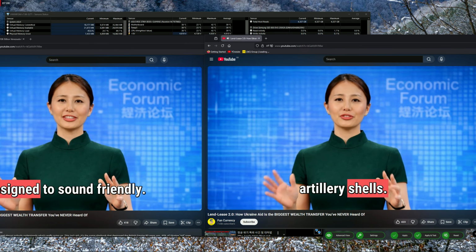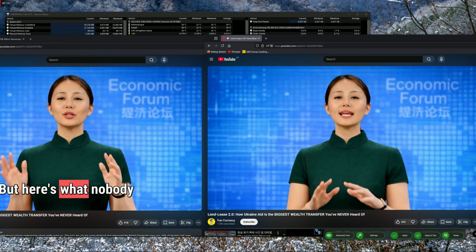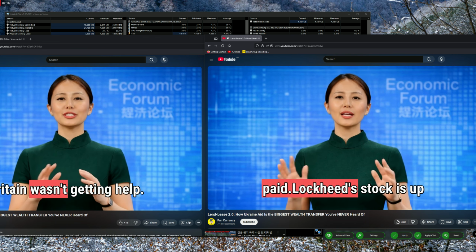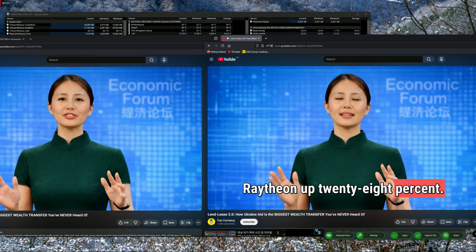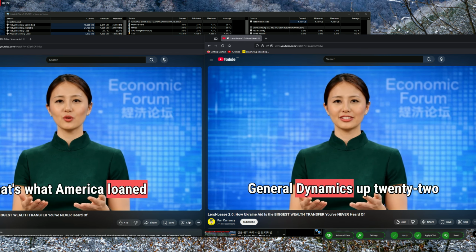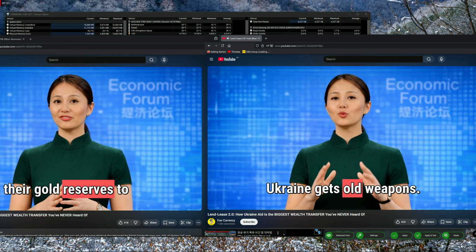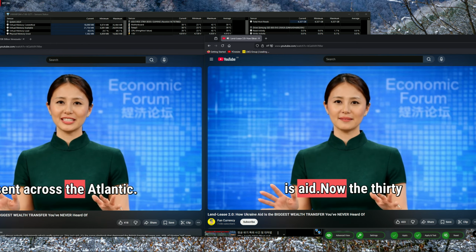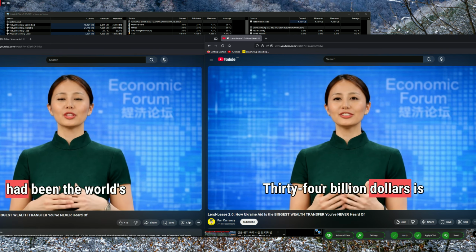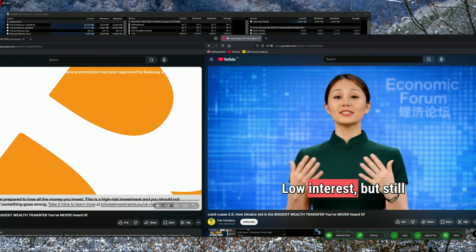The name itself is designed to sound friendly. America's weapons stockpiles like get borrowing upgraded. your neighbor's Ukraine gets lawnmower. the old But stuff. here's what And nobody defense understood at the contractors time. get paid. Britain wasn't Lockheed getting stock help. is up 35% They were getting a mortgage since the they could war never started. pay off. Raytheon $50 up billion. 28%. That's General what America Dynamics loaned up Britain. 22%. In today's That's money, not because they're that's patriotic. 700 billion. It's because they're And getting it came paid. with terms. Every aid Britain had package to is a repay pay in in gold. gold. Defense industry. They had to ship their Ukraine gold gets reserves old to weapons. America American immediately. defense Thousands of contractors tons get of new gold contracts, loaded onto and you're ships told this is sent aid. across the Now the Atlantic. 30%. The pound $34 billion, sterling, which had been the is not world's aid. reserve It's currency loans. for a Ukraine century, has to pay it lost back value with interest. overnight. Low interest, but still interest.